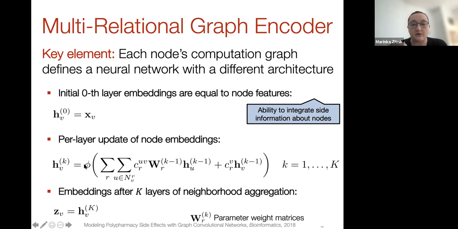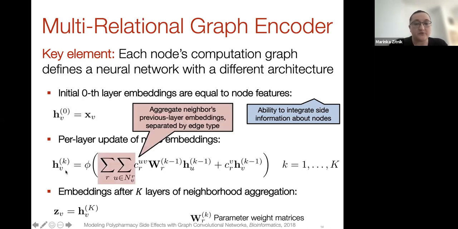Then at each layer of this graph neural network, the following operation is performed. To get an embedding for node V at layer K, we perform the following update. Node V will construct this computation graph that I have mentioned. We go through every possible edge type. For every edge type, we check what the neighbors of node V are in that edge type. For a given neighbor U, we take the embedding of node U from the previous layer. This is the neural message that node U would send to node V.